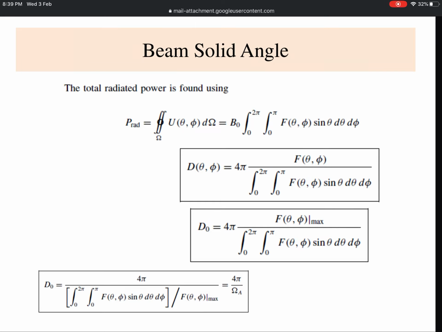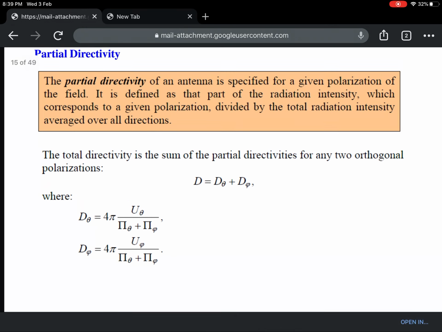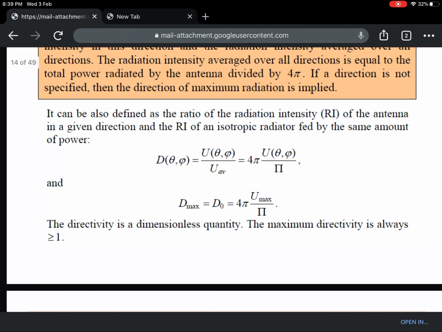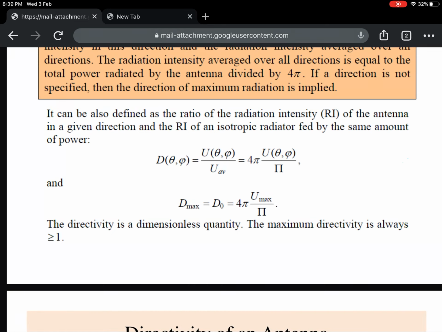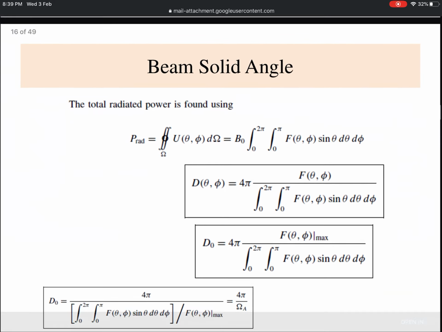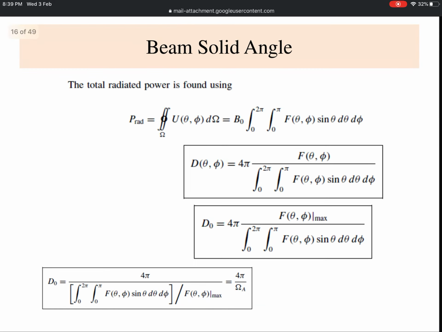So D theta phi, I know from my previous part, I have written as 4 pi U theta phi divided by P rad. This P rad is nothing but the power radiated. So then I can write D theta phi equal to 4 pi divided by P rad, with U theta phi in the numerator. Now my U theta phi is nothing but B naught F theta phi, and my P rad can be replaced by this entire expression.